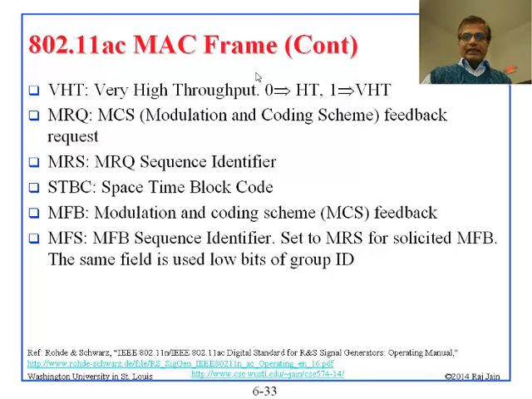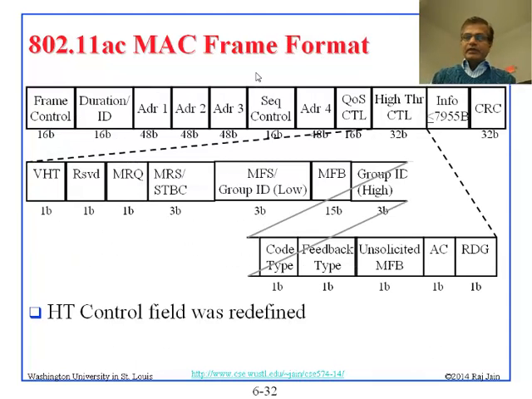All right. Now unsolicited feedback. Again they're reusing the bits. So you see these 3 bits are used for group ID. Group ID is 6 bits long. 3 bits are here and 3 bits are here: group ID low and group ID high.